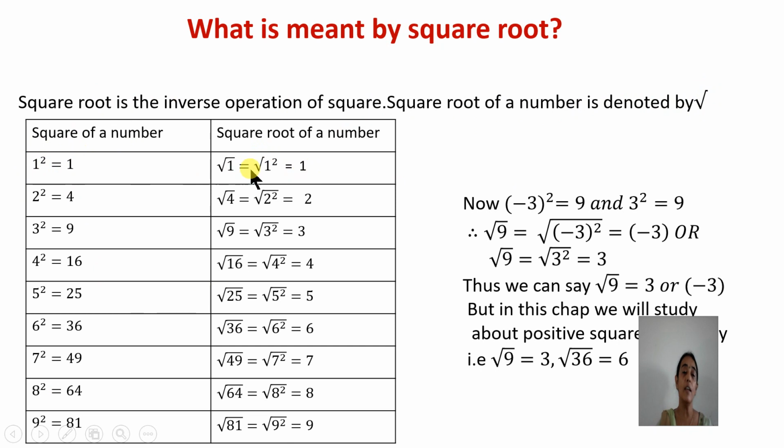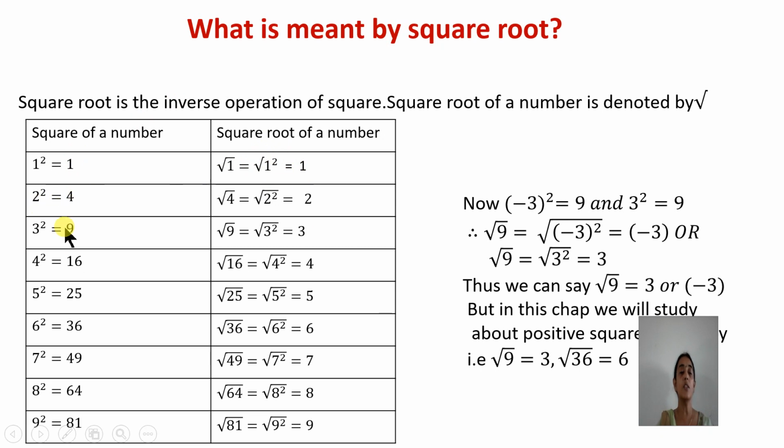When I write square root of 1 square, what happens? The square root sign gets removed and the square sign also gets removed because they are inverse of each other, and hence it will become 1 raised to power 1, and thus we get 1. Same way 2 square is 4, so root of 4 is 2.